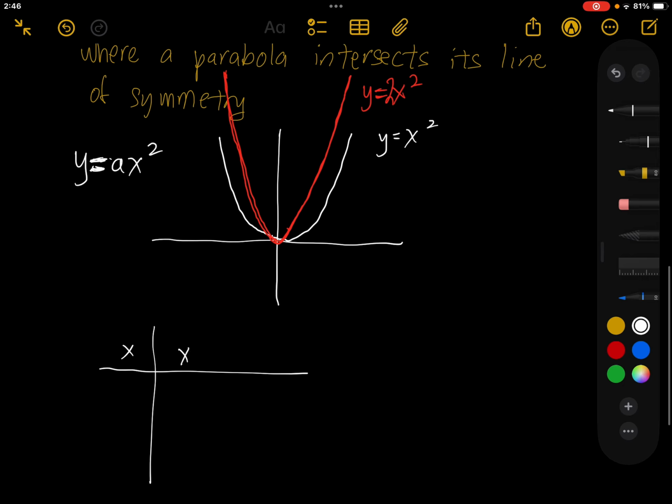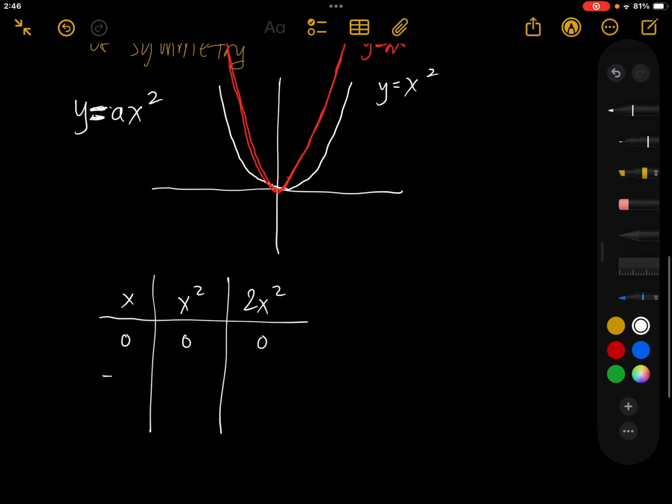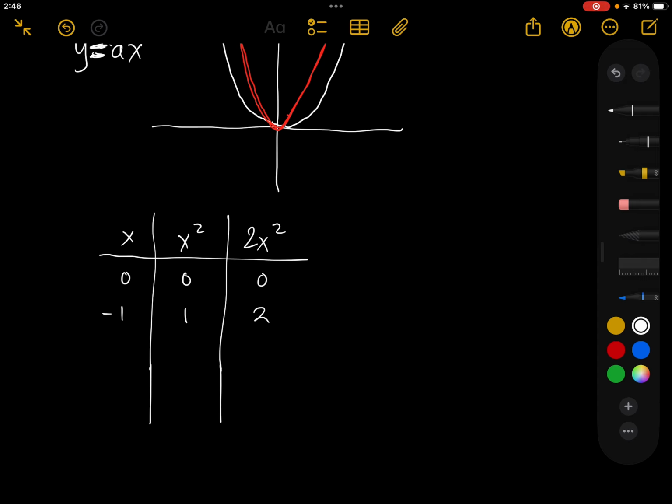So here's x, x squared, and 2x squared. So if x is 0, then x squared and 2x squared are both 0. But if you plug in negative 1 into x squared, you get 1, and then 2x squared is 2 times that, that's 2. In general, 2x squared is always double x squared, right? Because it's just 2 times x squared. So if you plug in negative 2 in for x, you get 4 for x squared and 8 for 2x squared. Plug in negative 3 for x, you get 9 for x squared, and then 18 for 2x squared. And similarly for other values.